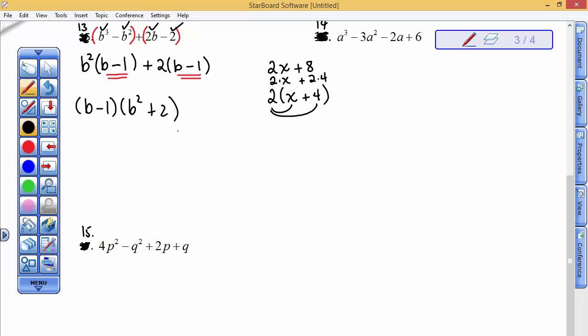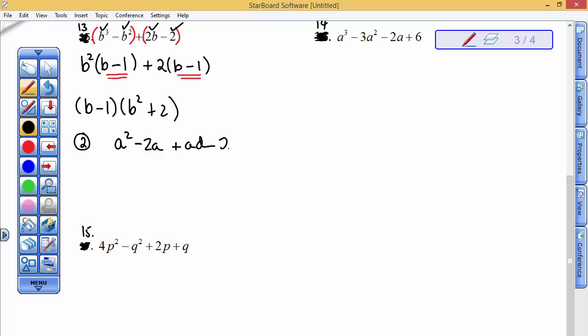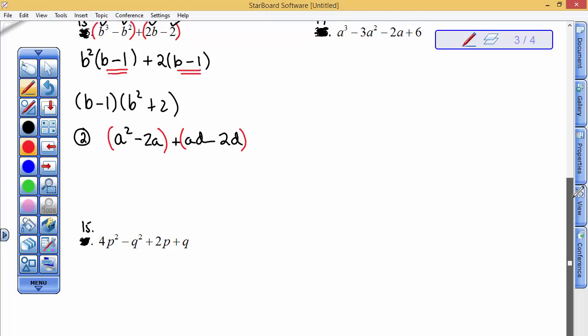Before I do the next problem, I'd like to take a simple problem off of the worksheet that I'm going to assign to you, and it's question number 2, and it reads a squared minus 2a plus ad minus 2d. So I want to get you some practice at this grouping thing before we give you a little bit harder one. I just have 4 questions here.